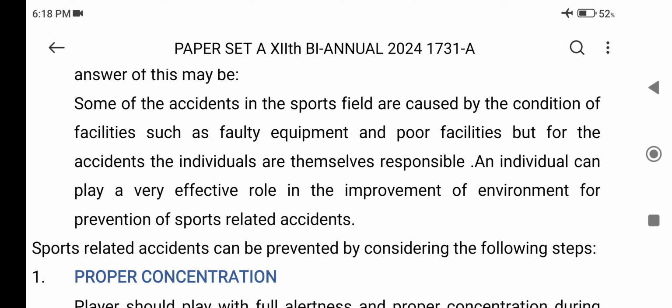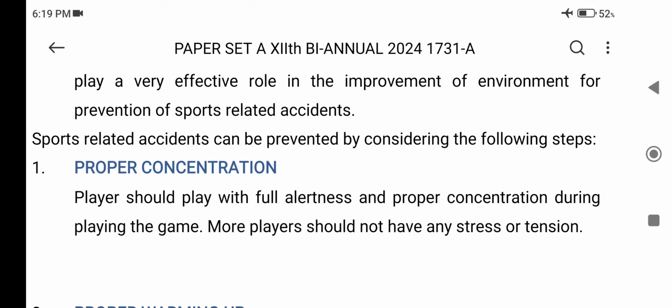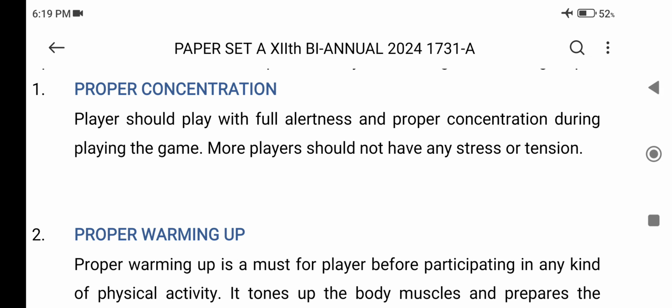As for the other accidents, the individuals are themselves responsible. An individual can play a very effective role in the improvement of the environment for prevention of sports related accidents. Sports related accidents can be prevented by considering the following steps. Number 1, proper concentration. Players should play with full alertness and proper concentration during the game. Also, players should not have any stress or tension.